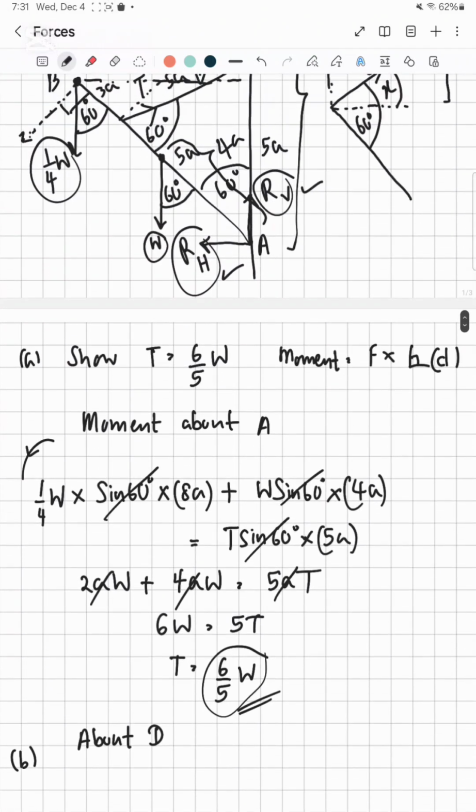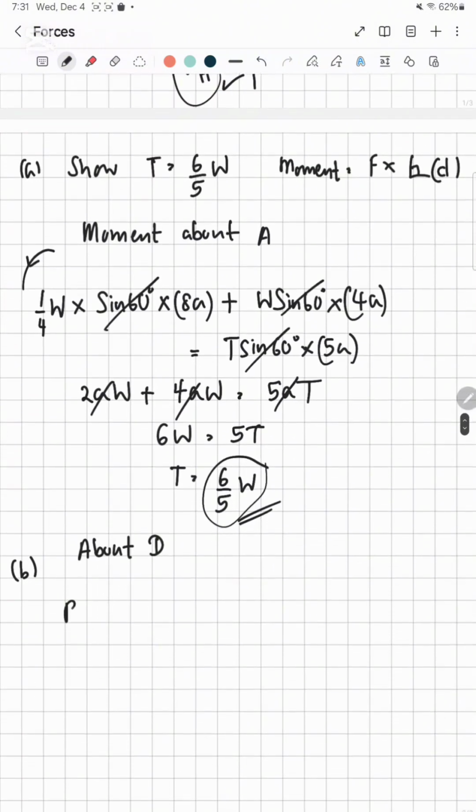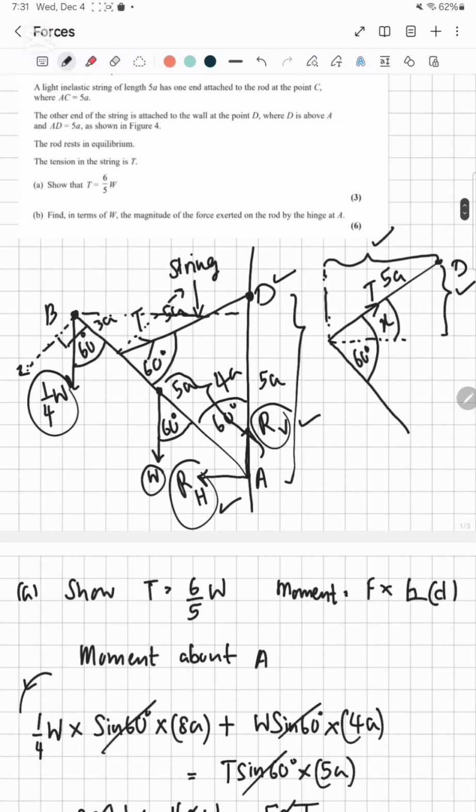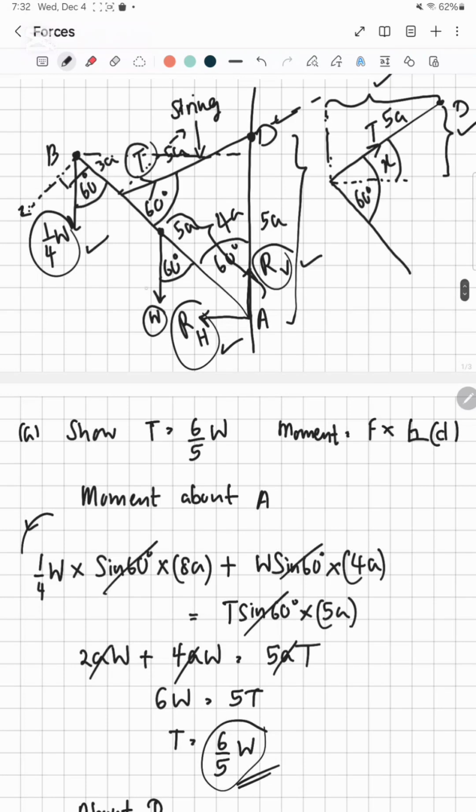So let's do moments first. Let's take the moment about D. So about D it's RH into 5A. The tension, we don't have to consider, because it's going right through the pivot. So there won't be any distance. We can't multiply it with any distance because it goes right through the pivot. So the only two forces we have to consider are 1 over 4 W and W.